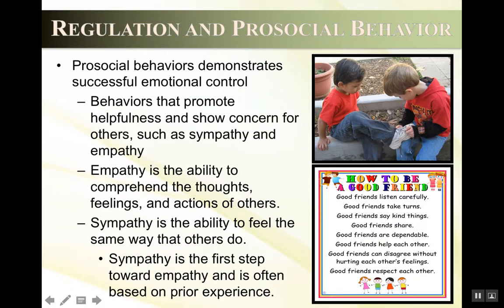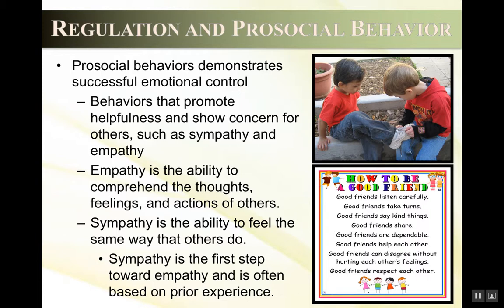So, regulation and prosocial behavior. Prosocial behaviors demonstrate emotional control. It's successful emotional control. So, this is behavior such as being helpful and having concern for others, such as sympathy and empathy. Now, sympathy and empathy are often confused. Empathy is the ability to comprehend the thoughts, feelings, and actions of others. You do not necessarily have the "I'm in your shoes" with empathy. It's "I can empathize with you, but I've never experienced it."